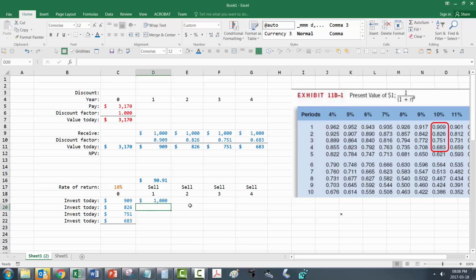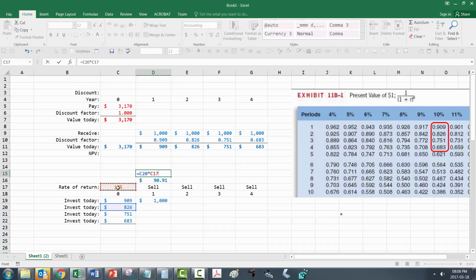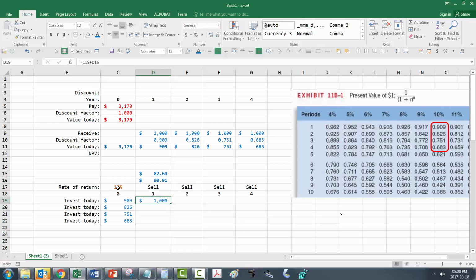If I look at the second portfolio and I say, look, what's my return from this 826 in year 1? Well, just go equals 826 times the 10%. I'm going to generate 82.64.